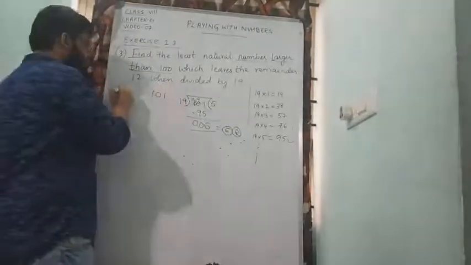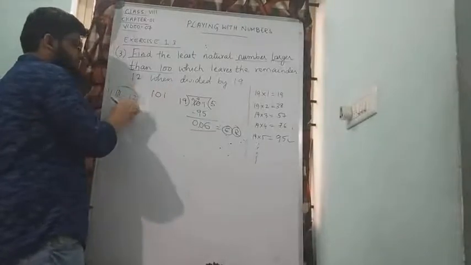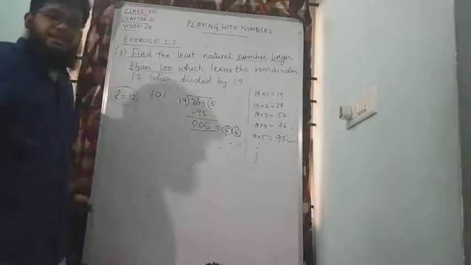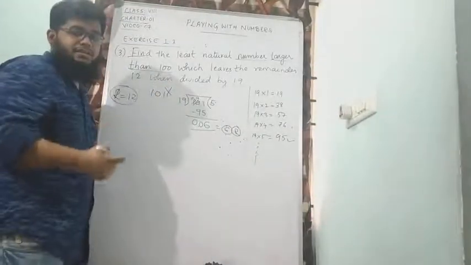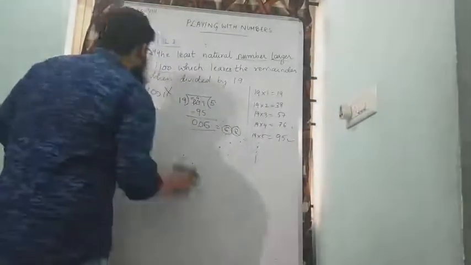But what remainder do we need? We need the remainder as 12. I am getting the remainder as 6. That's why 101 is the wrong number. We can't take this number. Let me try with one more value.